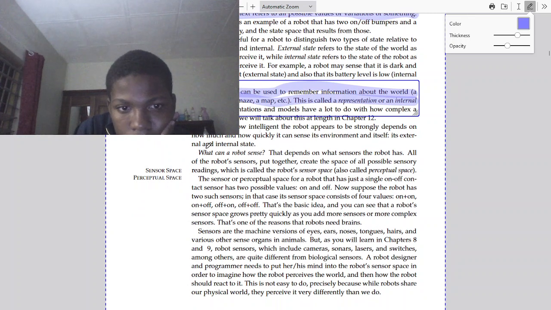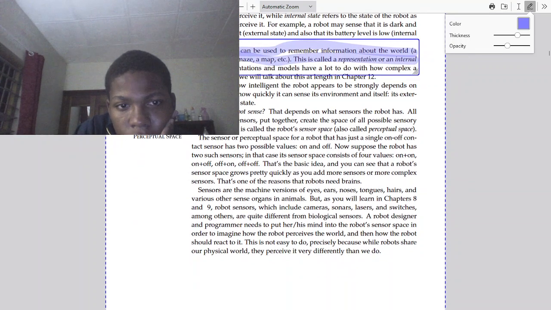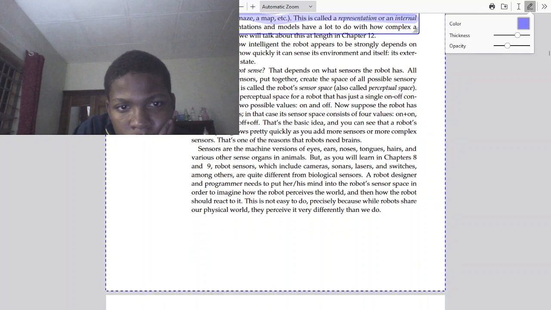How intelligent a robot appears strongly depends on how much and how quickly it can sense around itself. What a robot can sense depends on the sensors it has. All of the robot's sensors put together create the space of all sensory readings.